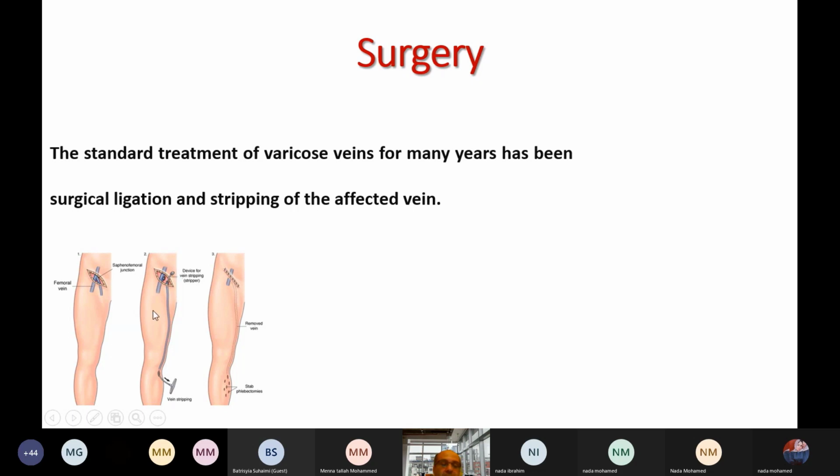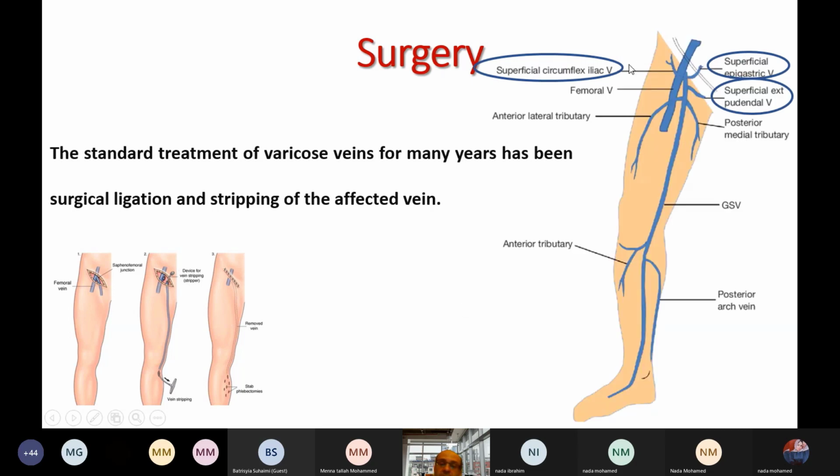Sometimes people ask, do you apply the stripper from downward upward or from upward downward? The answer is from downward upward. Why? Because when I apply the stripper from above, I may find a competent valve that prevents the stripper from going downward. So I apply the stripper from downward upward, and then I receive the stripper here. I tie a suture around the vein, and then I pull the stripper with the vein.